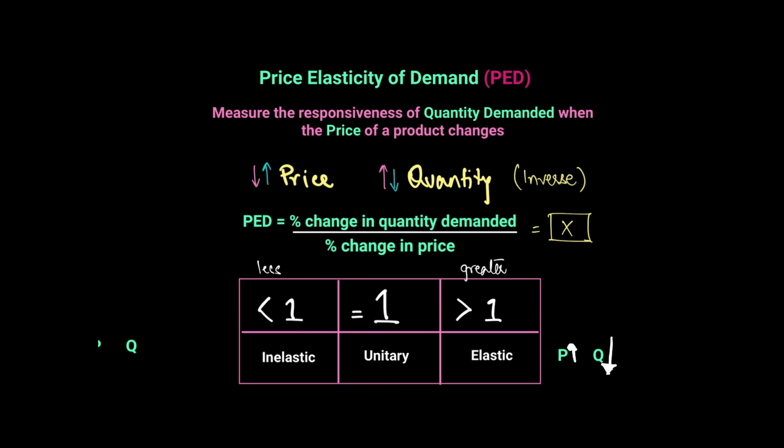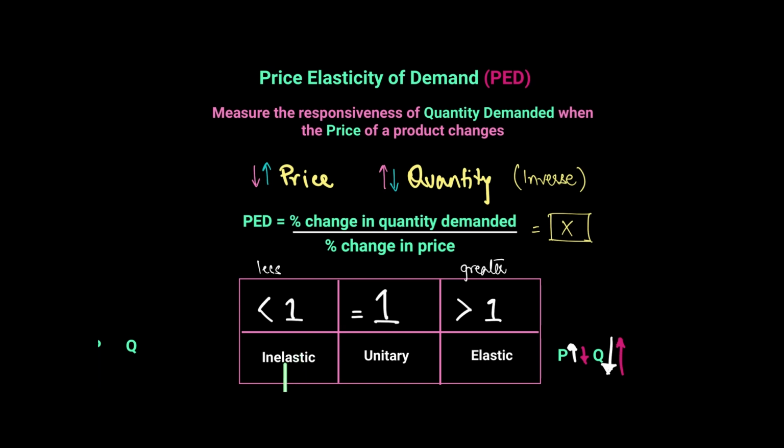And the reverse will also be true, of course, if you reduce the price by a little bit, you will see a greater increase in the quantity demanded of that product. So the change is amplified. It's much larger when you look at elastic demand.